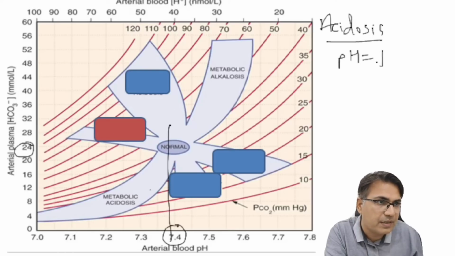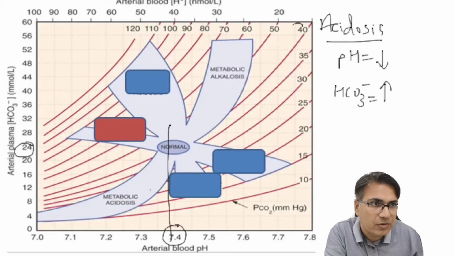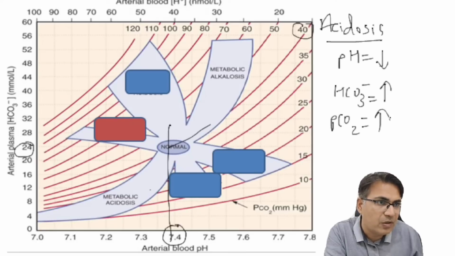pH is less, bicarbonate level is more, and PCO2 level, this line represents 40, so it is more than 40. So PCO2 level is again more than 40, more than normal. So look, pH is less and bicarbonate and PCO2 level are raised.